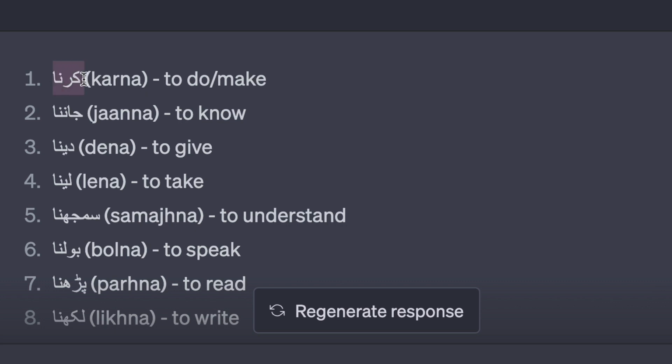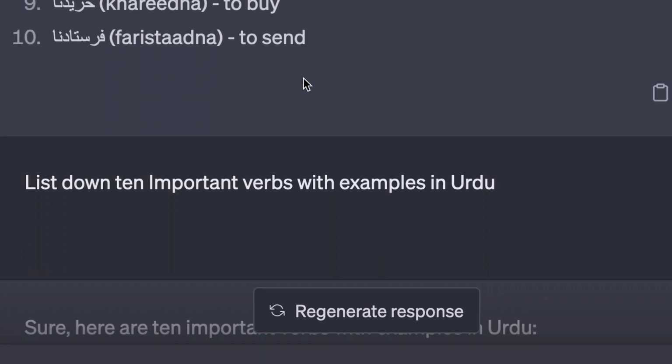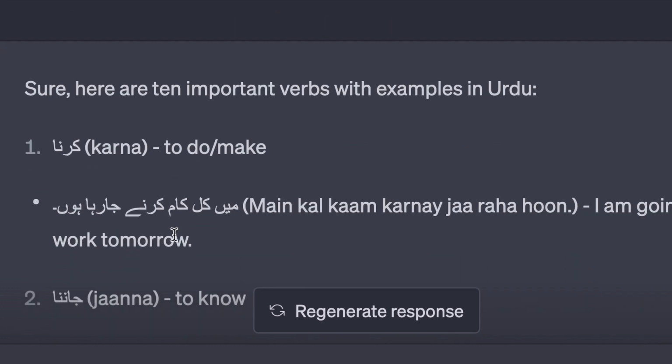So the first verb, as we all know, is the most important verb, Karna, which is to do. And see the example. So here, Karna, and so I'm going to focus on the Roman Urdu because most of my students don't know the Urdu script, so I'll just focus on the Roman script.